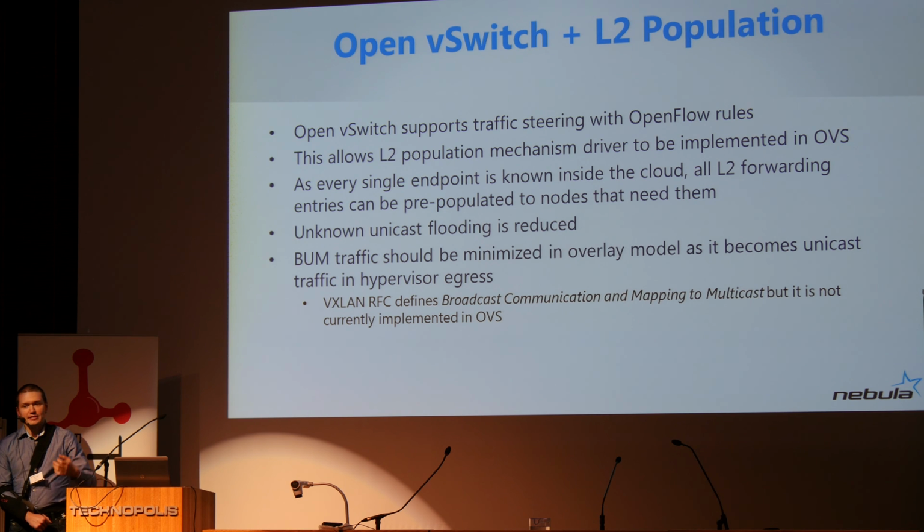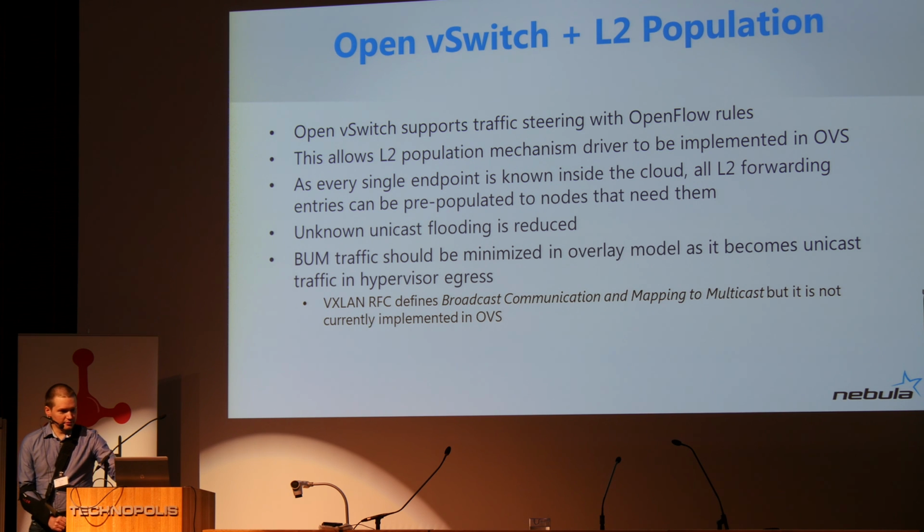With L2 population, as every single endpoint in the OpenStack cloud is known, we can prepopulate the OVS forwarding tables beforehand, so that this would drastically lower the amount of unknown unicast traffic. This is quite important because by default, when you're using overlay protocols, the broadcast traffic becomes replicated unicast traffic at the head-end hypervisor egress. Well, this is not entirely true, because with VXLAN there is this thing called broadcast communication and mapping to multicast groups, but it's not supported in OVS, and for some reason there seems to be little traction with that.